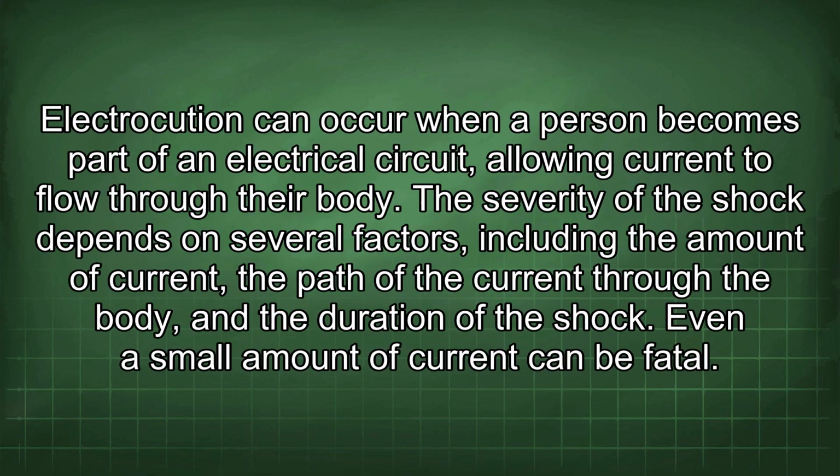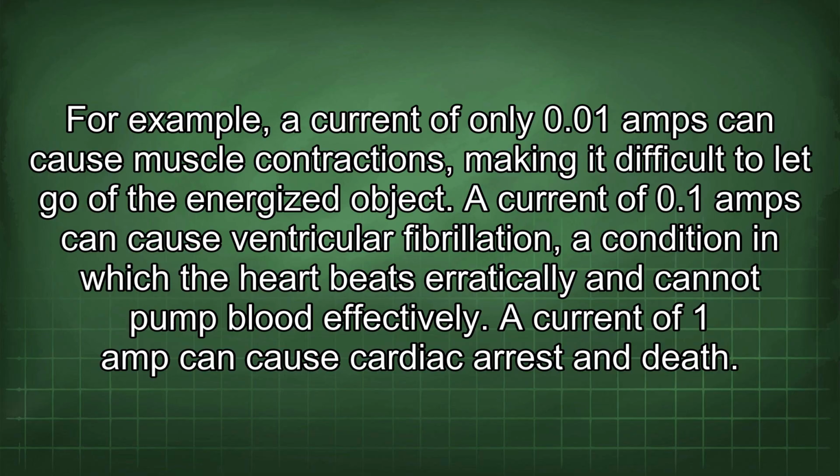Electrocution can occur when a person becomes part of an electrical circuit, allowing current to flow through their body. The severity of the shock depends on several factors, including the amount of current, the path of the current through the body, and the duration of the shock. Even a small amount of current can be fatal. For example, a current of only 0.1 amps can cause muscle contractions, making it difficult to let go of the energized object. A current of 0.1 amps can cause ventricular fibrillation, a condition in which the heart beats erratically and cannot pump blood effectively. A current of 1 amp can cause cardiac arrest and death.